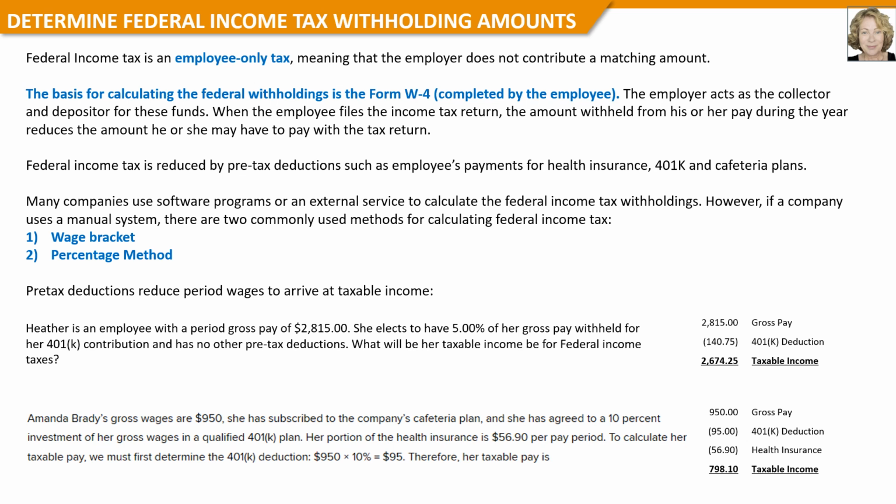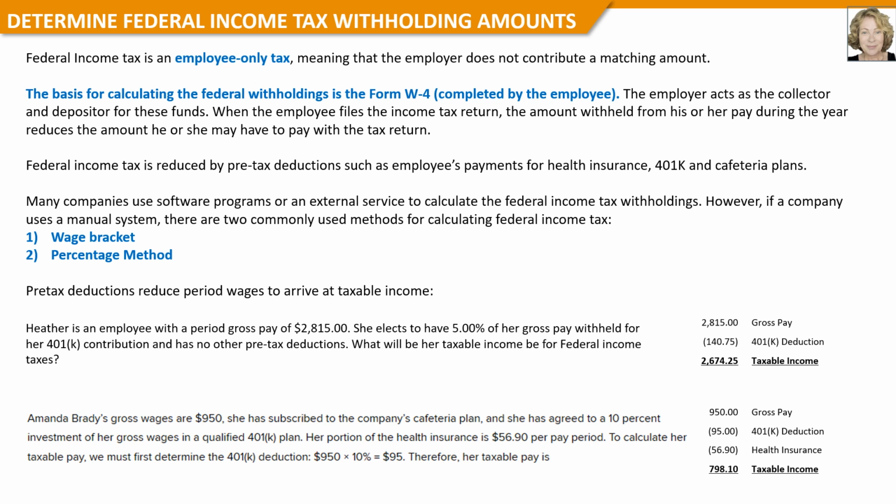It is important to note that federal income tax is reduced by pre-tax deductions, such as employees' payments for health insurance, 401k, and cafeteria plans. Many companies use software programs or an external service to calculate the federal income tax withholdings. However, if a company uses a manual system, there are two commonly used methods for calculating federal income tax. One, the wage bracket, and two, the percentage method.